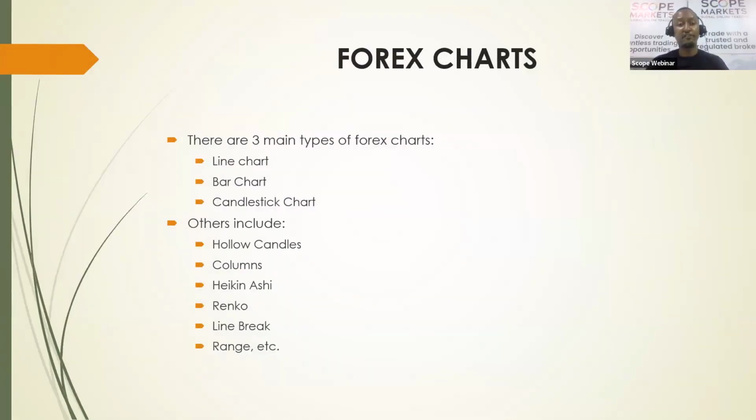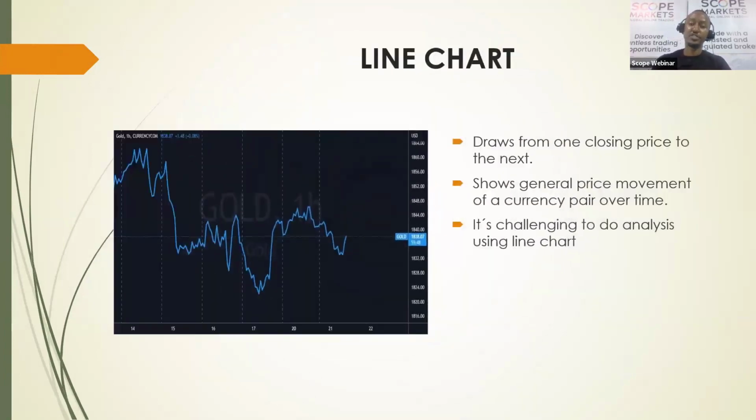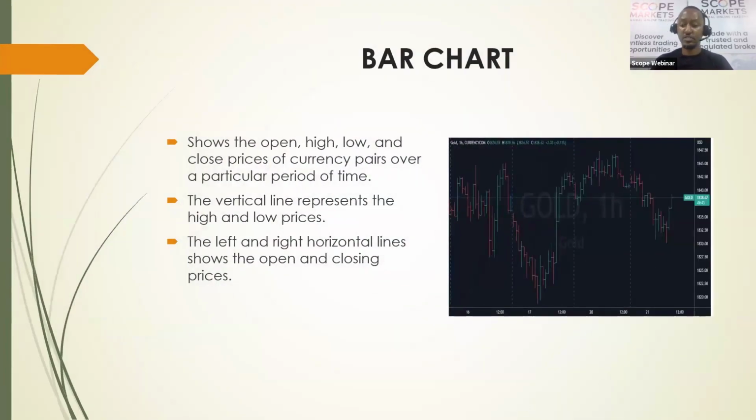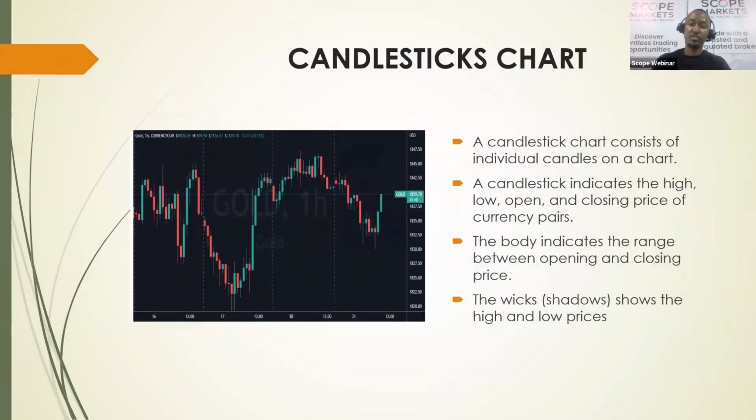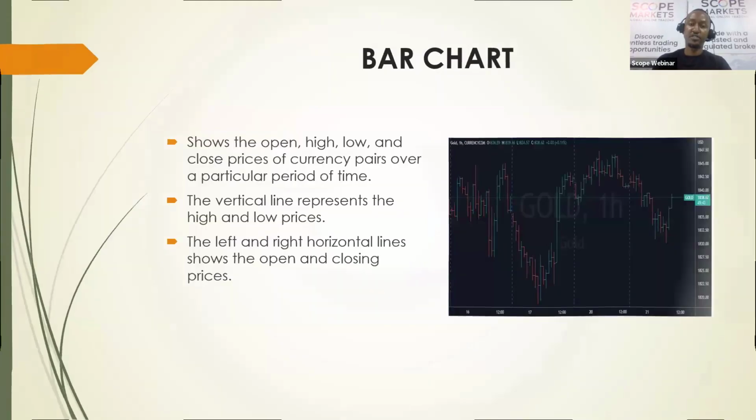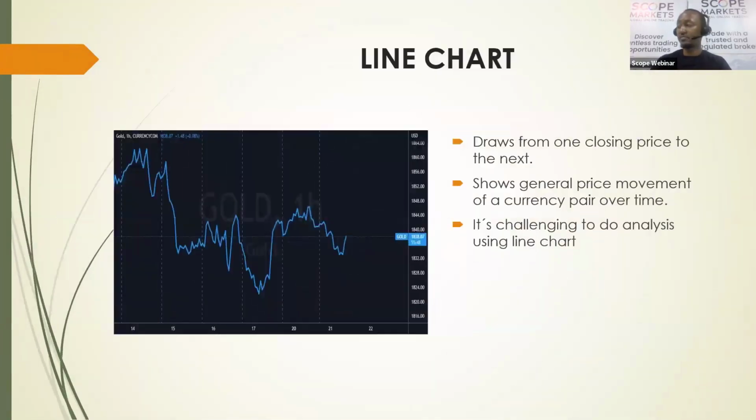The main ones are the first three: the line chart, the bar chart, and the candlesticks chart. But like I said, 90% of traders use the candlesticks chart for various reasons. And these are the reasons. Before you look at the reasons, let me first take you through the different types of charts. So number one, we have the line chart.